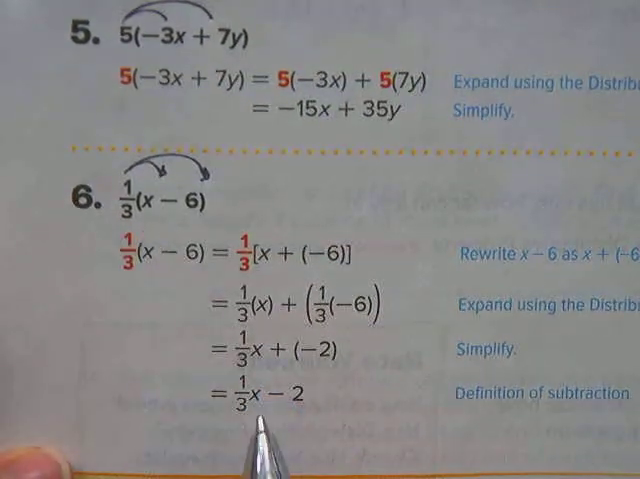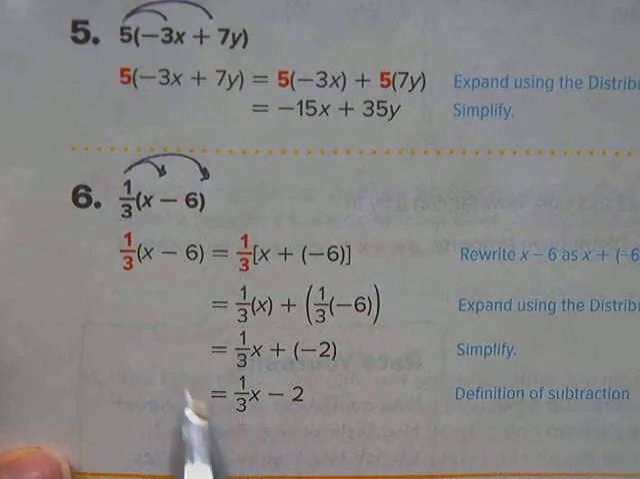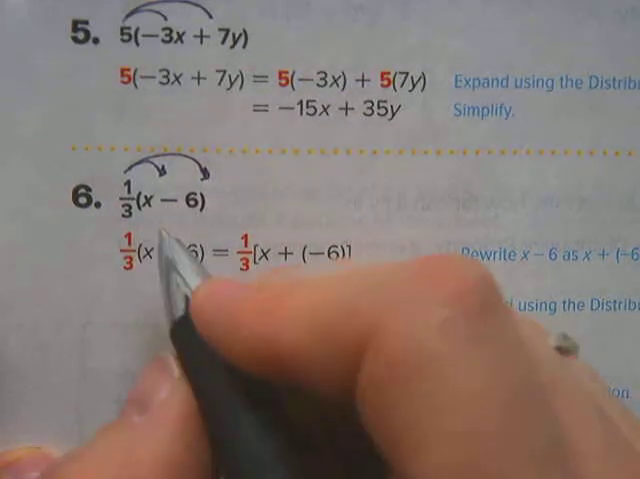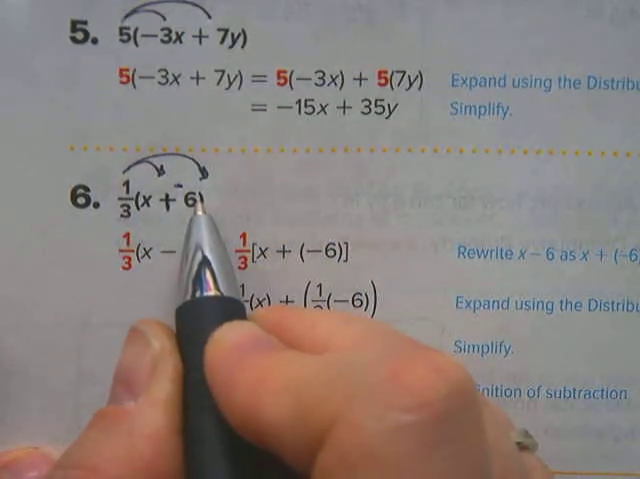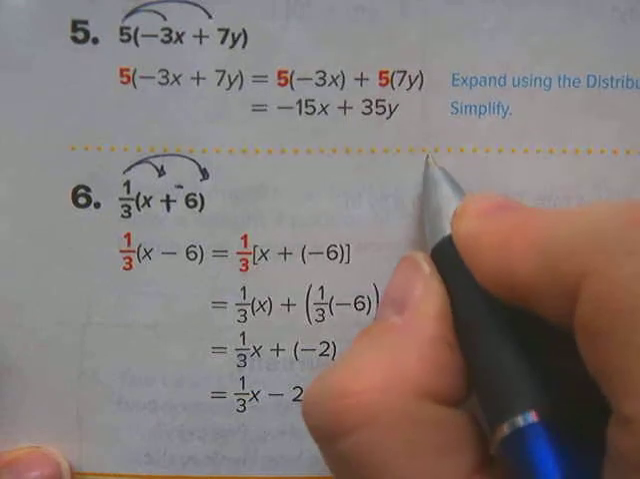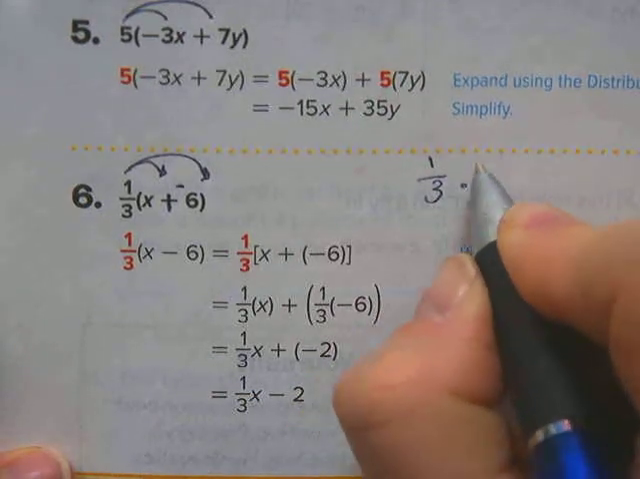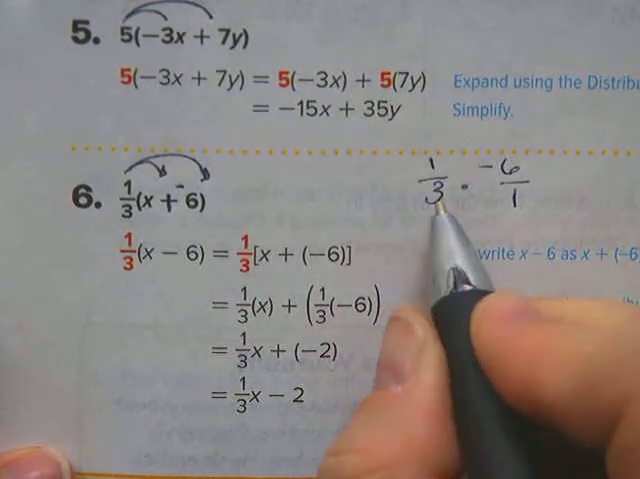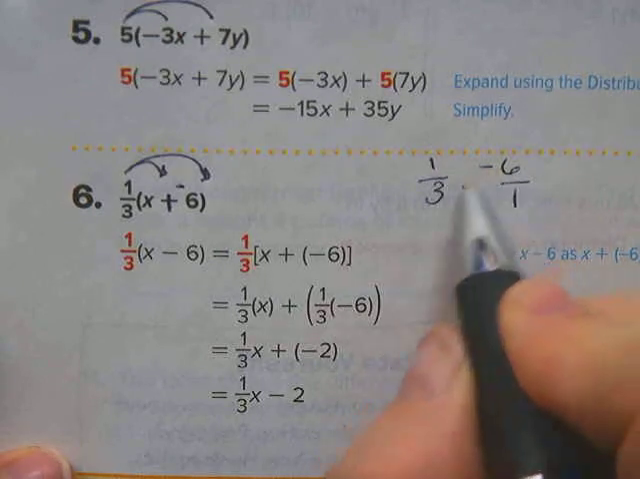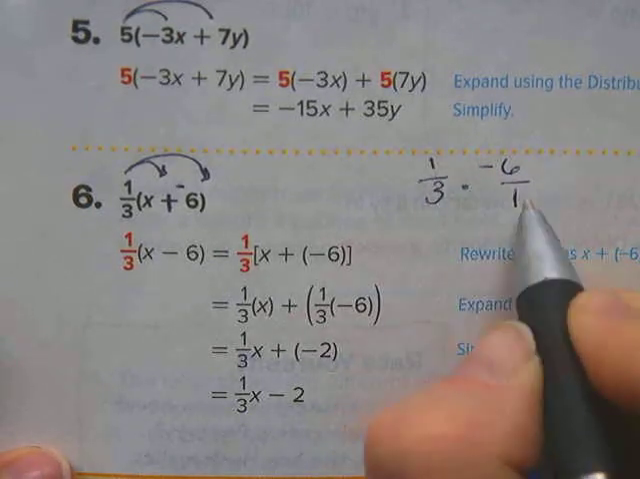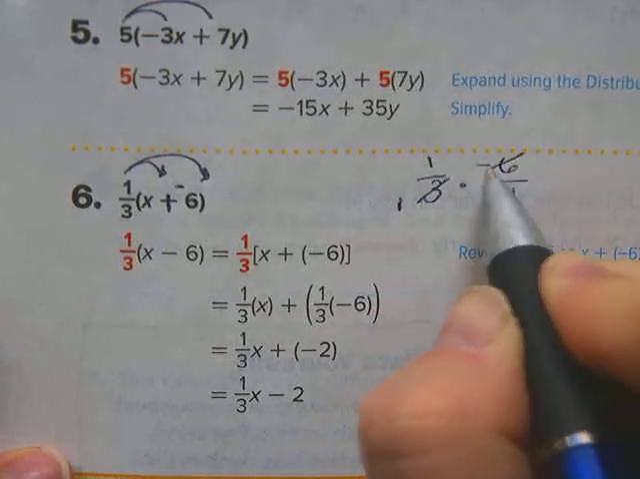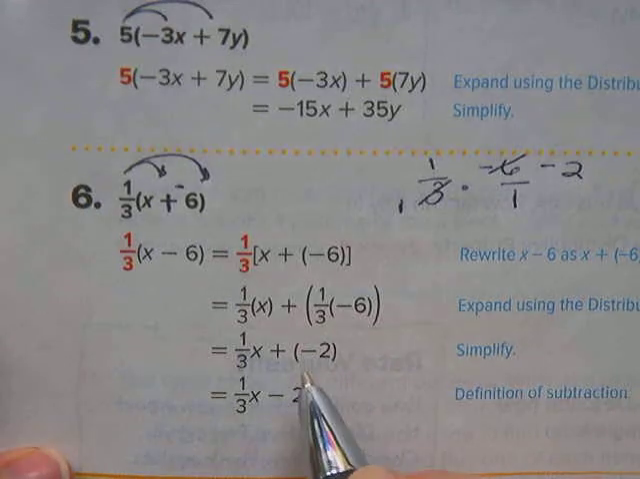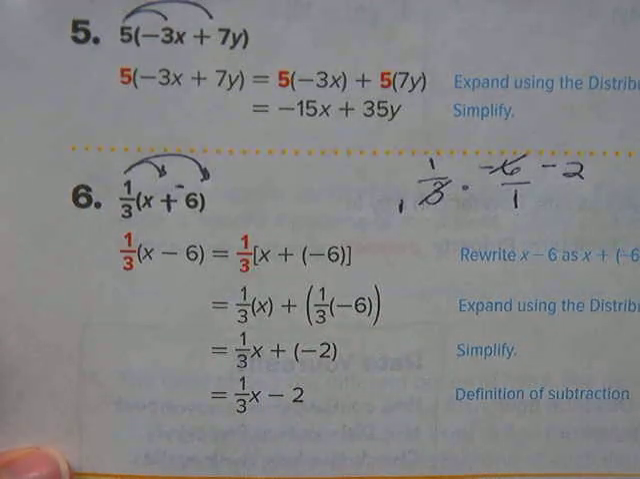Number 6, we're multiplying by a fraction, so 1/3 times x is 1/3 x. And if we add the opposite, this is saying 1/3 times negative 6. Well, if you have trouble with that, remember, it looks like this: 1/3 times negative 6, we're just multiplying these fractions, and you should be able to see you can cross reduce. The 3 becomes a 1, the negative 6 becomes a negative 2, and that's where we get this answer.